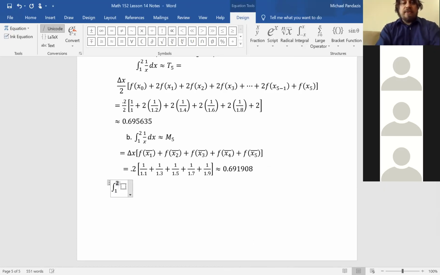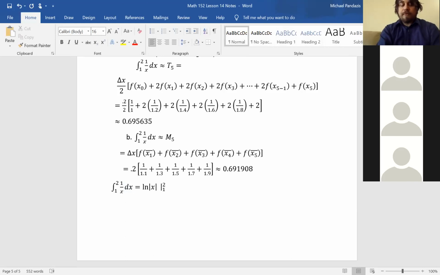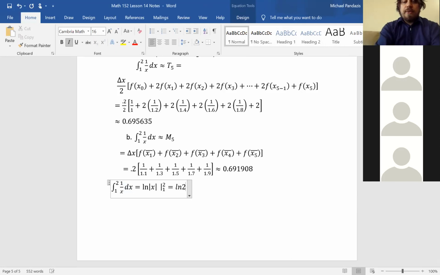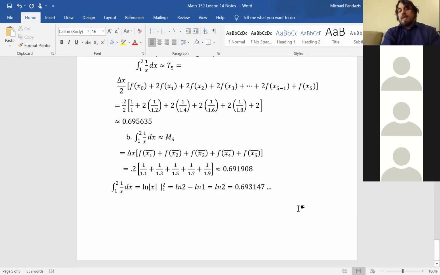So this definite integral from 1 to 2 of 1 over x dx is equal to ln of the absolute value of x evaluated from 1 to 2. That's equal to ln of 2 minus ln of 1. ln of 1 is 0, so this is ln of 2, and that's equal to 0.693147.